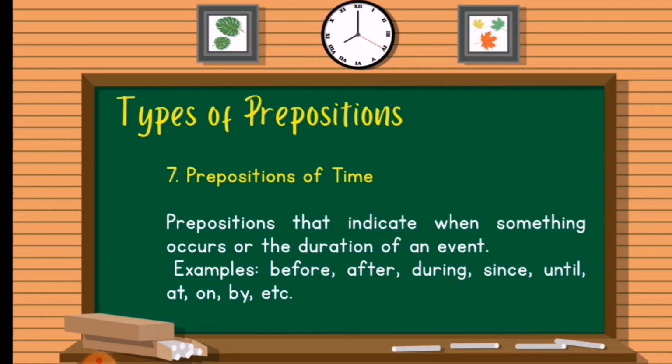So the next type of preposition is the preposition of time. So prepositions that indicate when something occurs or the duration of an event. So it's all about time. So the examples of preposition of time that you can use in a sentence are before, after, during, since, until, at, on, by, etc. So like for example, she came in the class before her teacher started her lesson.